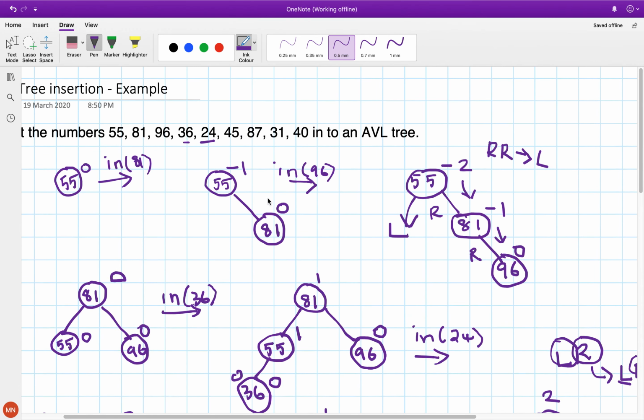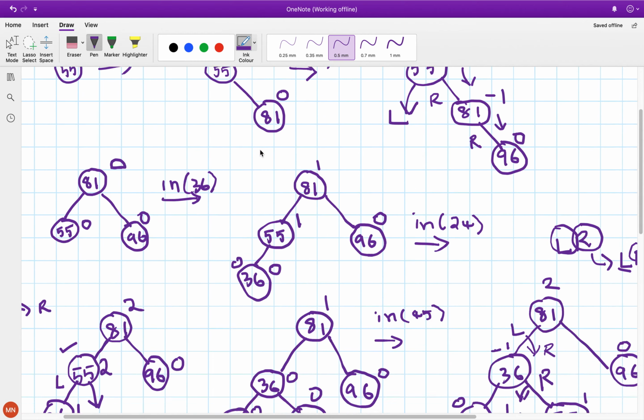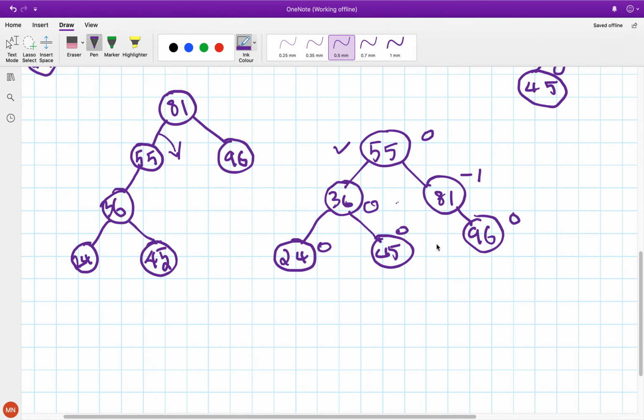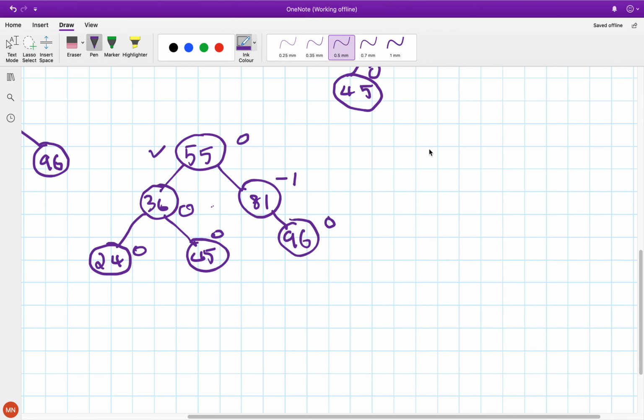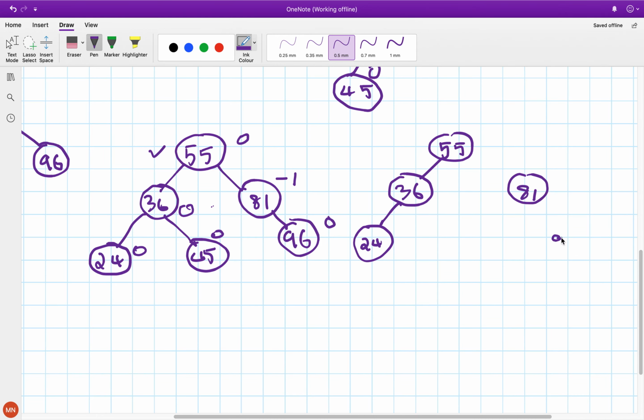Now let's look at the next number we need to insert, that is the number 87. And if you insert it, 87 will be on the left side of 96. Okay, so I'm drawing it here. So I have the number 55 on the root, then 36, then 24, then on the right side I have 81, then again on the right side of that we have 96, then on the right side of 36 I have the number 45. Okay, this is the tree that we already have.